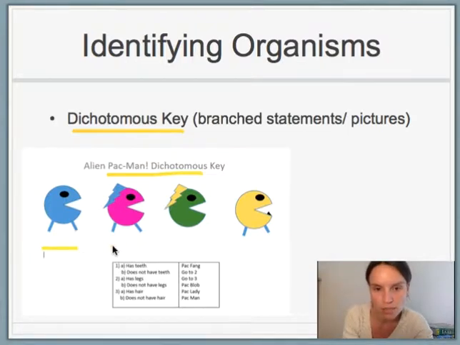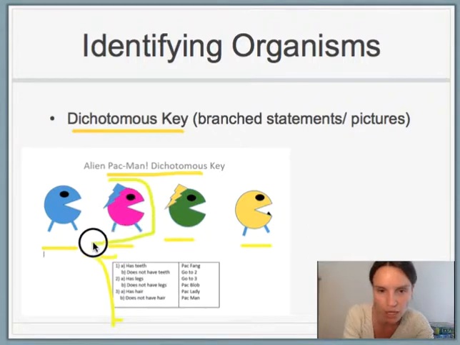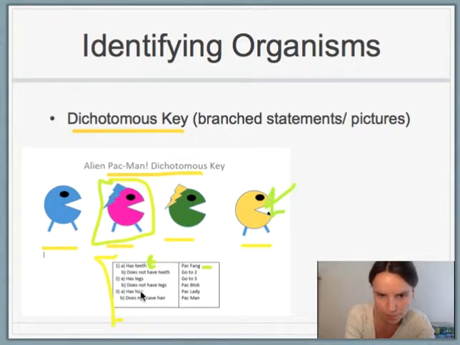These are some structures that I made called alien Pac-Mans. There's 4 different kinds. To use this dichotomous key to identify your alien Pac-Mans, you start with statement 1, and they're branching diagrams, yes, no statements. So let's say we want to identify this pink one because it's my favorite. So if it has teeth, you know what it is already. It's Pac-Fang because only one of them has teeth. This is Pac-Fang. If it doesn't have teeth, you go to step 2. So step 2 asks, does it have legs?